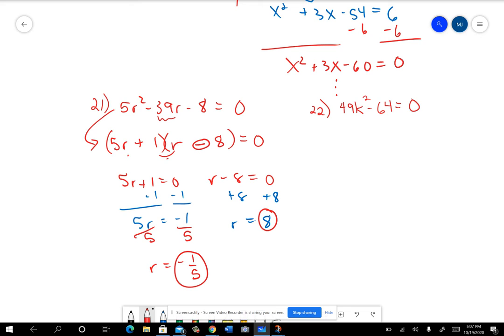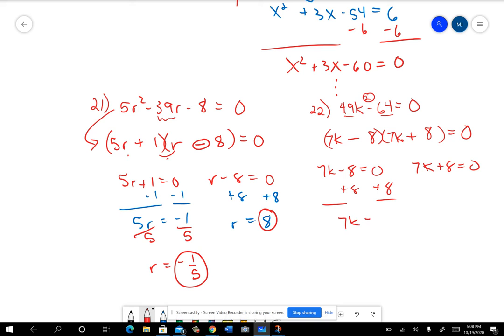All right, so if we have a 49k squared minus 64, we could factor that. There's nothing common. I see perfect squares. It's a difference of squares. So I'm going to do a 7k and a 7k, an 8 and an 8, 1 minus, 1 plus. So then I'm going to set them equal to 0. I'm going to solve, and I'm going to get 7k equals 8, or 7k equals negative 8, and then divide by 7 on both to get my two answers. One of them's positive 8/7, one of them's negative 8/7.